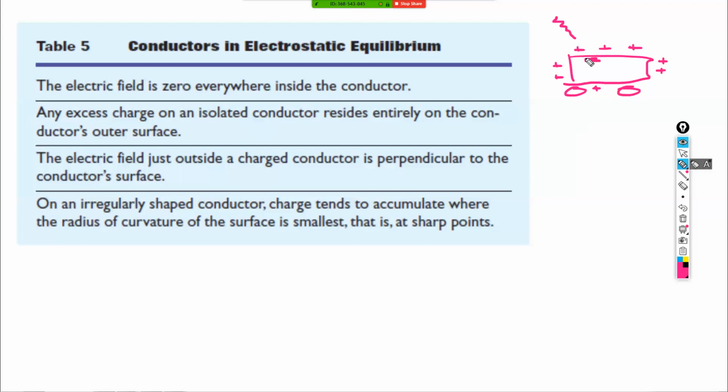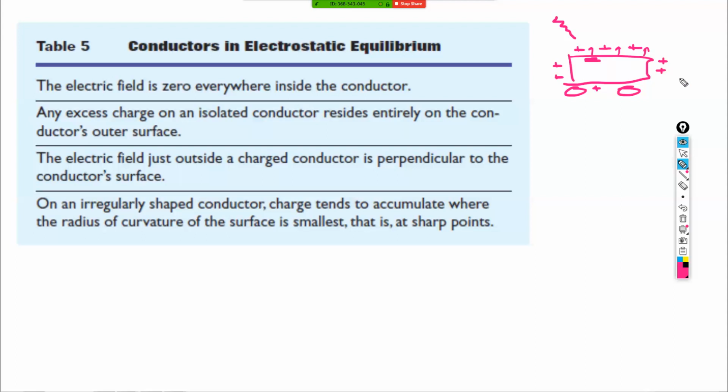Okay, so if you looked at the electric field here, it's going to be exactly perpendicular to this surface everywhere, just at that instant in time, that instant in place. And on an irregular shaped object, so curves, points like lightning rods, charge tends to accumulate where the radius of curvature of the surface is the smallest. In other words, at its sharpest point.